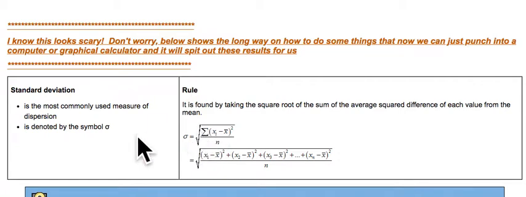But the rule is that it's found by taking the square root of the sum of the average squared difference of each value from the mean. So what does that mean? That is to say that if we take the square root here of this whole term, and what is this whole term? Well, this I told you we'd get back to is the sum. This is just saying the sum of all of these things right here. And this little subscript i is just counting each one of the terms or datum that are involved in the set. So, for example, let's say we had, actually we'll get to an example below, so we'll talk about that later on.